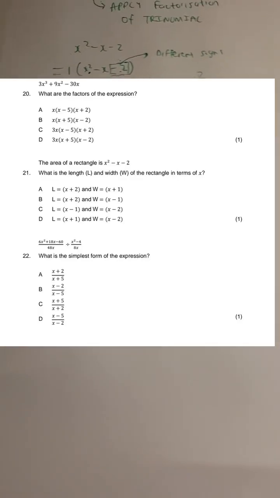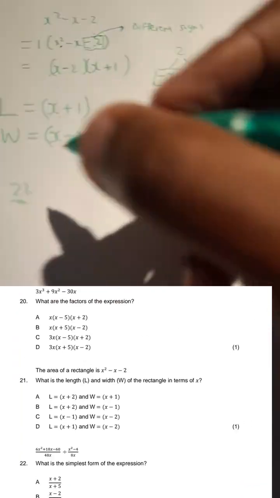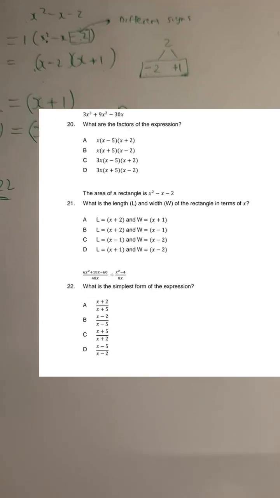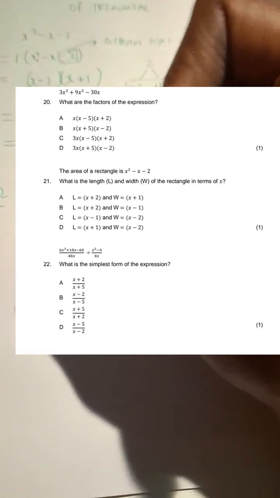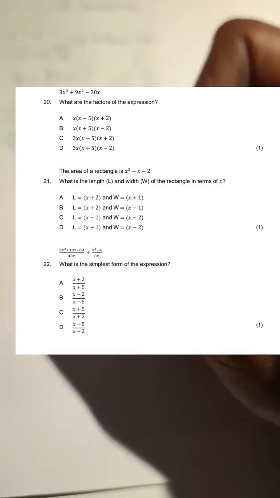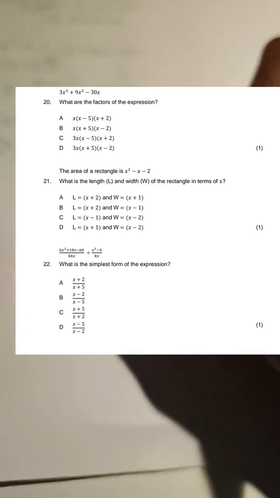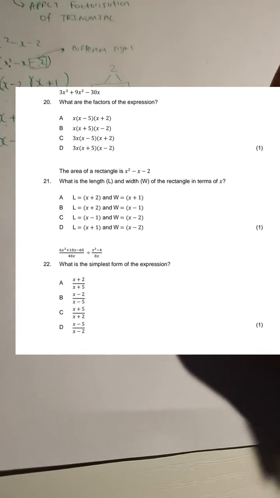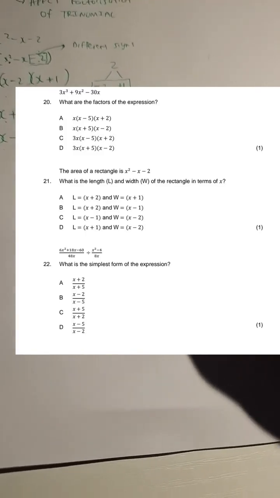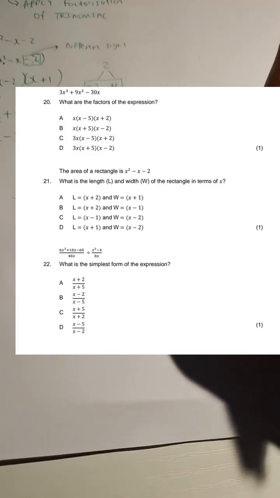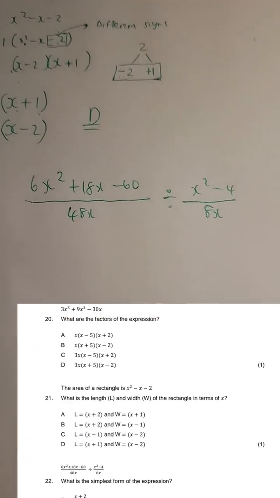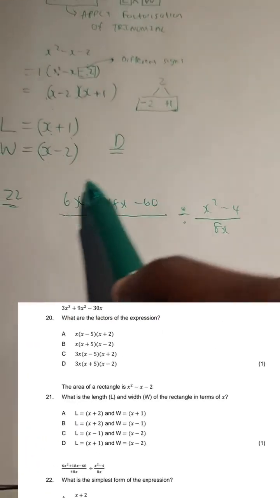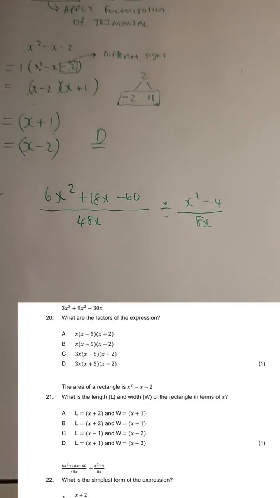So we need to first go and write down the question. The question here says (6x squared plus 18x minus 60) over 48x divided by (x squared minus 4) over 8x. So we are going to now simplify this expression.